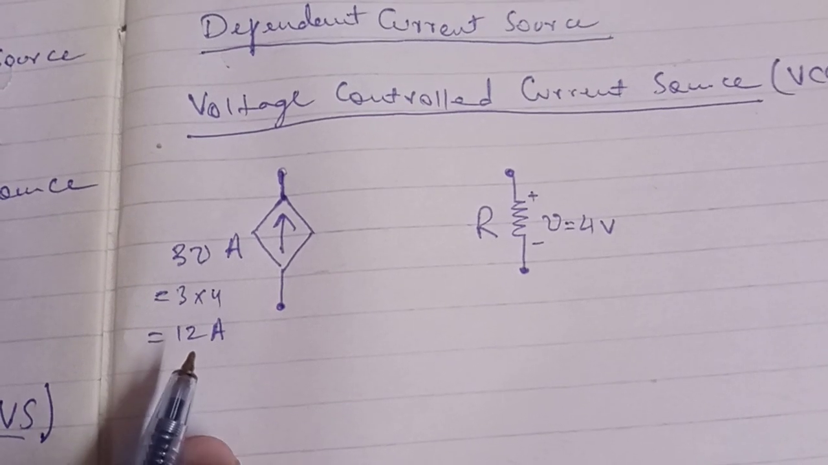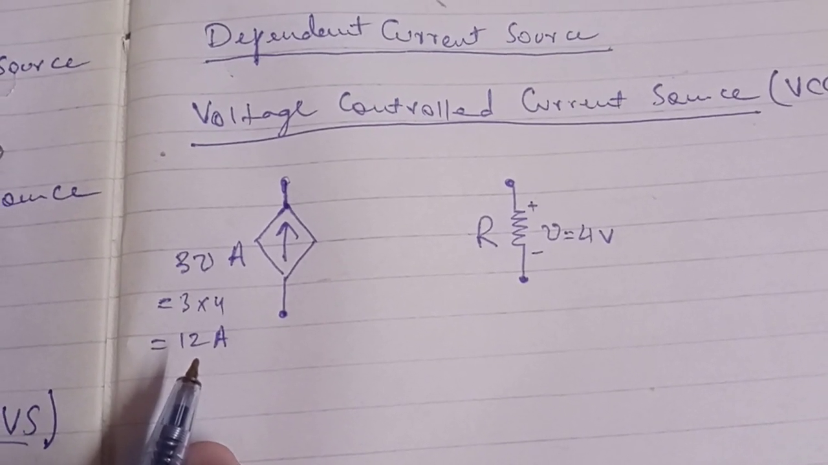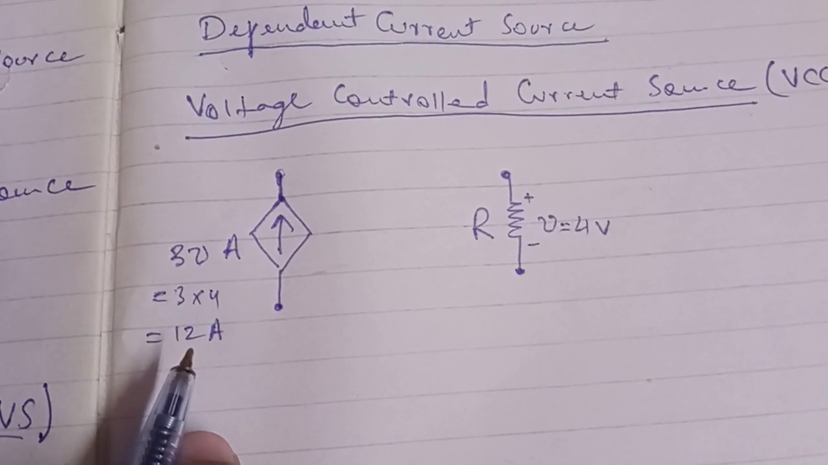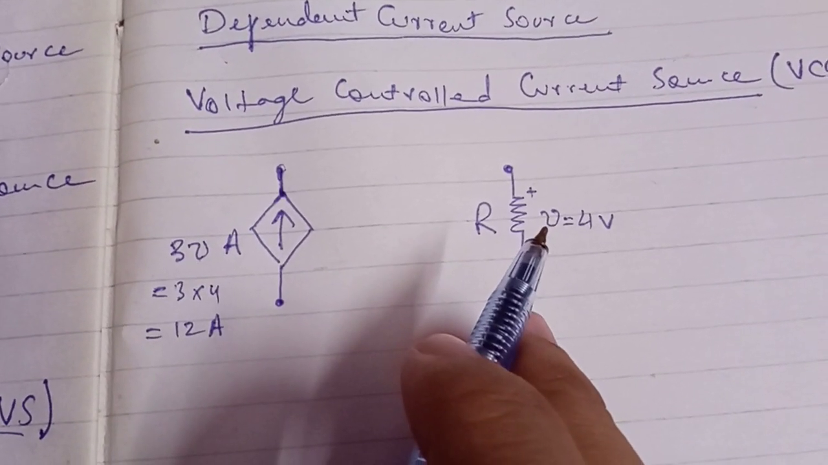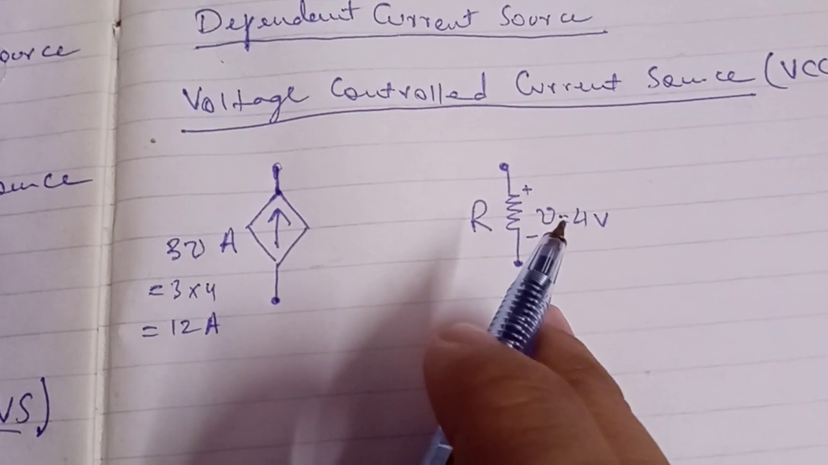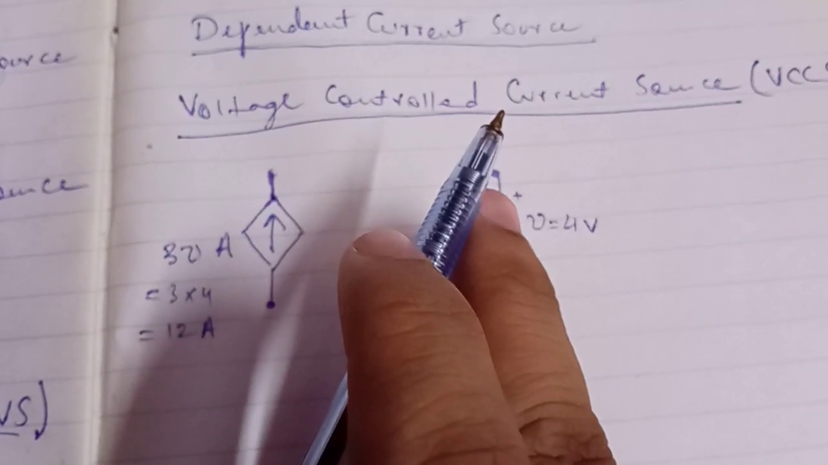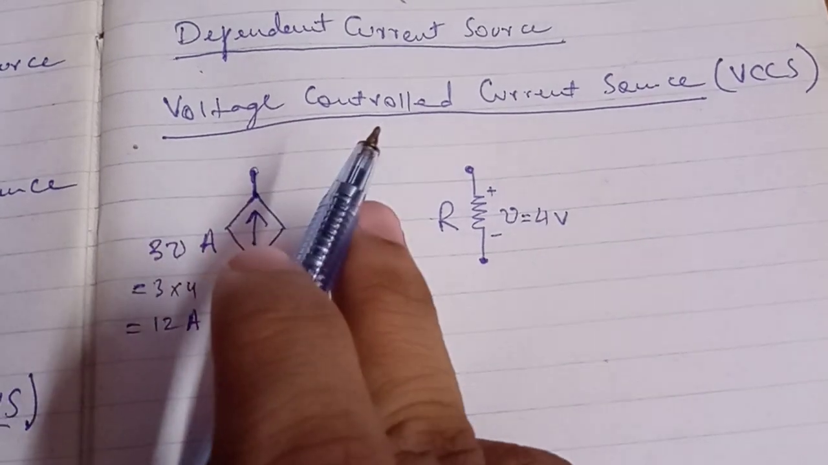So you understand how the value of this dependent current source depends on the resistor and on the voltage across the resistor. The voltage across the resistor is actually controlling this dependent current source. That's why its name is voltage control.